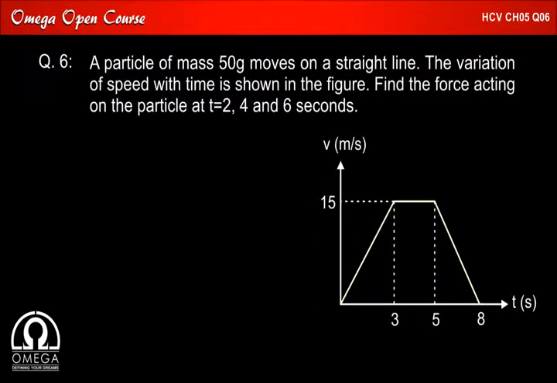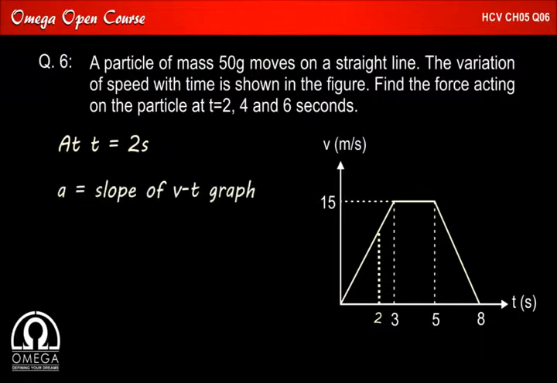The basic thing that we have to understand in this question is that in a velocity time graph, the acceleration is given by the slope of the graph. So if we have to find force at t is equal to 2 seconds, we need to find the acceleration at t is equal to 2 seconds. The acceleration at t is equal to 2 seconds can be found by finding the slope at t is equal to 2 seconds.